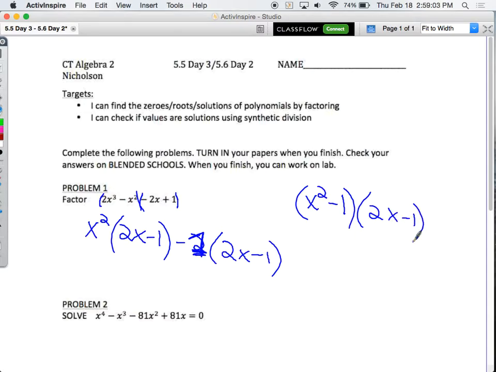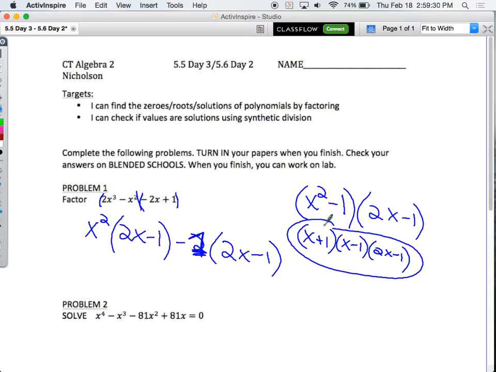However, this can factor a little bit further. All of our factors should only have an x in it, not an x squared, not an x cubed. It should only be an x. So x squared minus 1 can break down into x plus 1, x minus 1, and then 2x minus 1. So at this point, now we are factored. Here, the square root of 1 was 1, so we do x plus 1 and x minus 1.